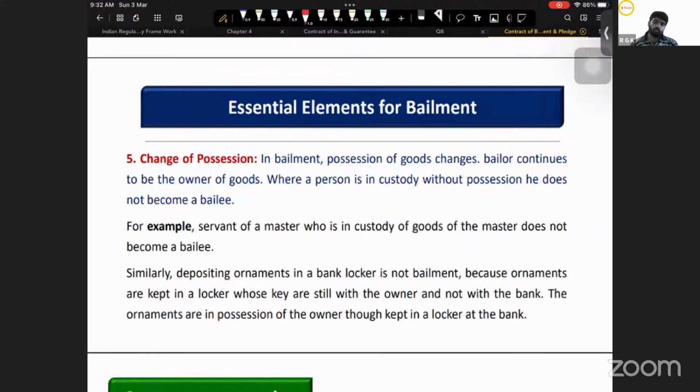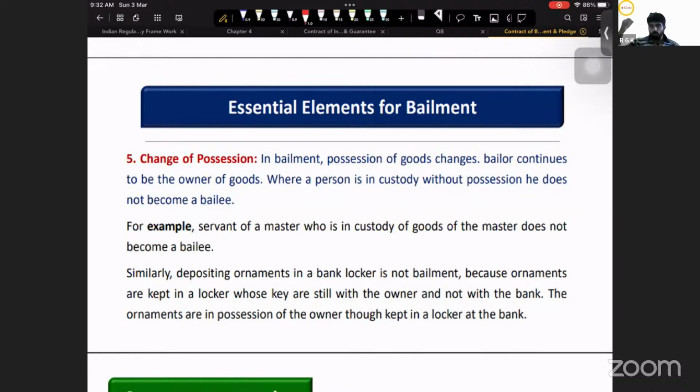Bailer continues to be the owner of the goods. When a person is in custody without possession, he does not become bailee. Now, the best example we can give is you deposit your ornaments in the bank locker. When you deposit the ornaments in the bank locker, what happens is you will retain a key with yourself.